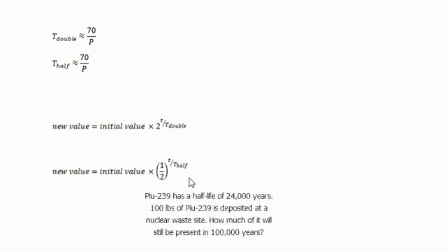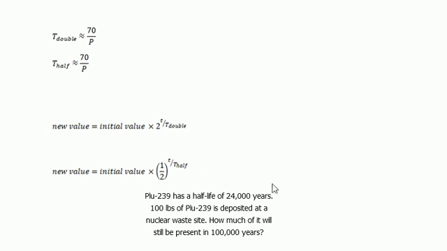So maybe we have a question. We know that plutonium-239 has a half-life of 24,000 years. And suppose 100 pounds of it is deposited at a nuclear waste site. We want to know how much of it will still be there in 100,000 years.